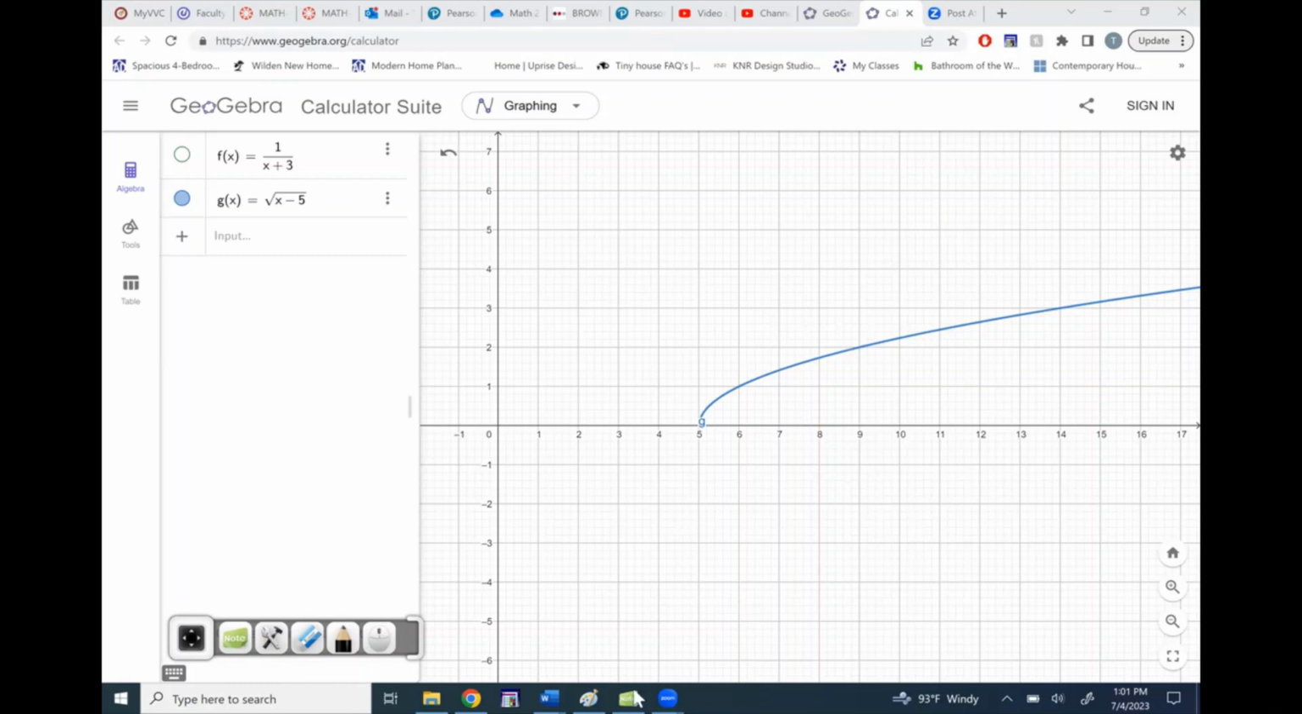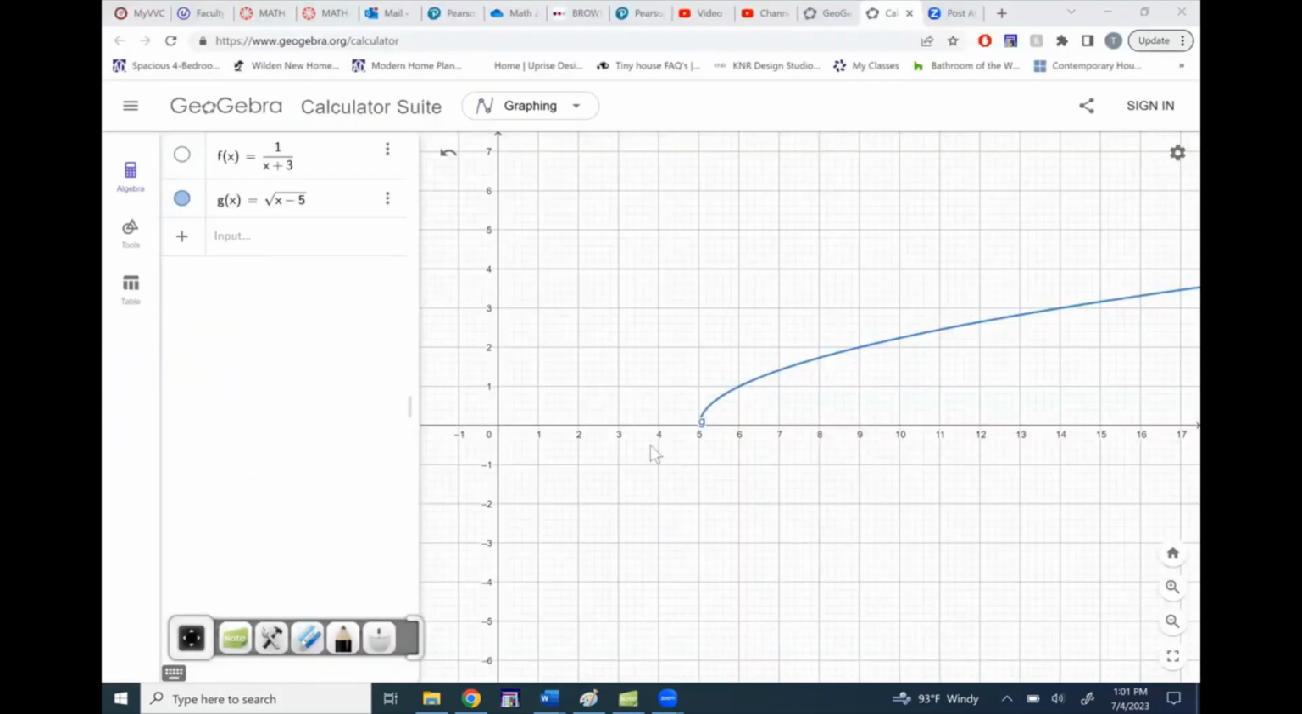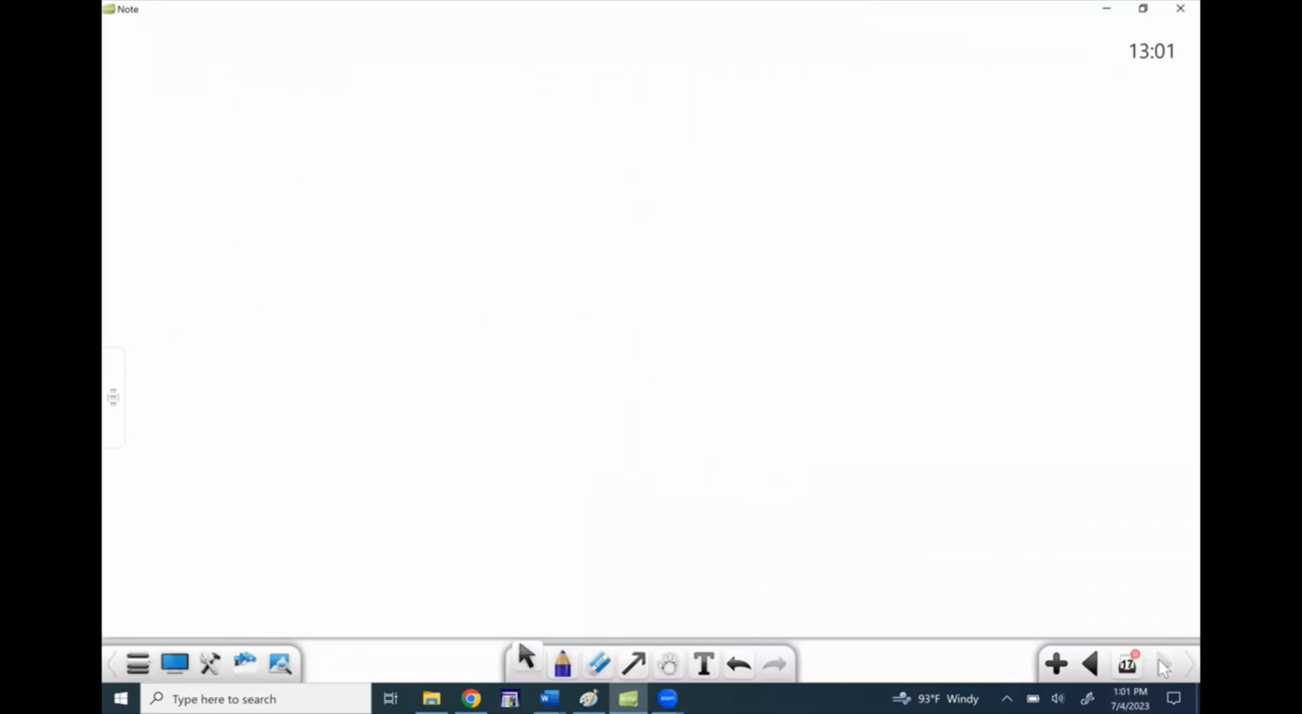Then the next one that we were supposed to get was f of 4, and we said it does not exist. Well, if you go to where x equals 4, right here, there is no graph anywhere. So that makes sense to say it does not exist there. It's nice to have that visual that goes with what we were learning.